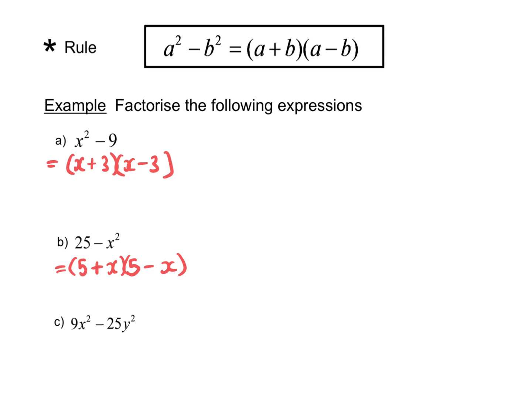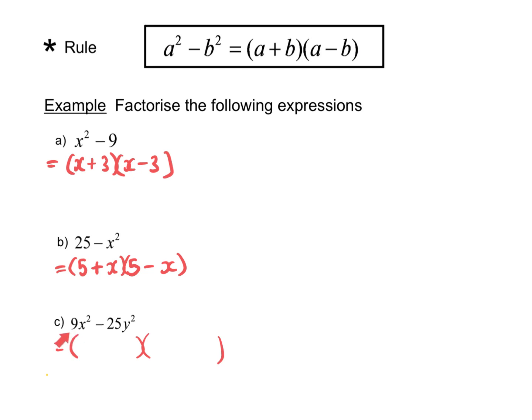The last one here, again, we've got a square number, 9, with this x squared, so that means 9x squared is a square. We've got 25, which is a square number, and we've got this y squared, and it is a difference. So again, this is a difference of two squares. Because we know it's a difference of squares, we're going to write out our two brackets, and follow these terms in order. We're starting off with the 9x squared.